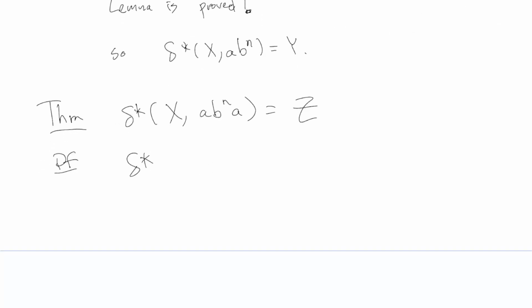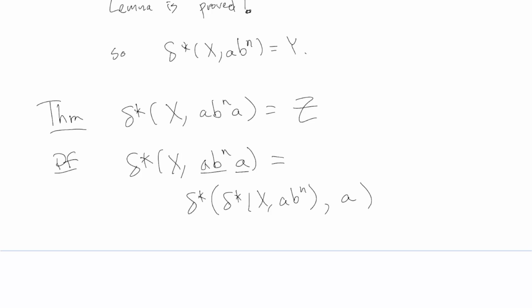So I go delta star, I don't even need to write any words. I'm going to split up the string a b^n a. The lemma already tells me how to handle a b^n, so I split up the string as a b^n followed by a. And I get delta star of x, a b^n, comma, a. And then by the lemma, the first part is y. This equals delta star of y, a. That's by the lemma. And then what is delta star of y, a? Just look on the diagram. From y, the a arrow goes to z. So this equals z. And that's what we wanted to show.